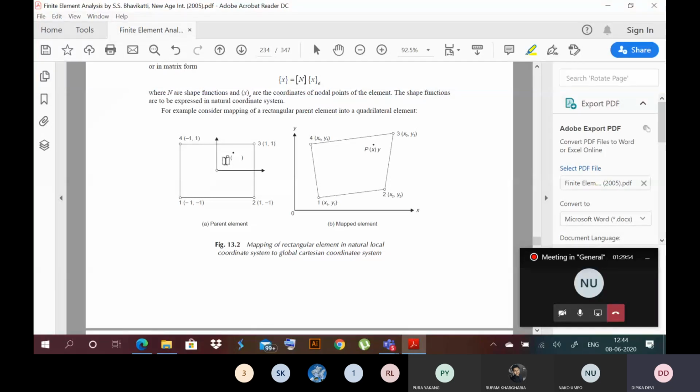And you see one thing. The value of xi and eta always varies from -1 to +1. It cannot have a value more than 1 or less than -1. That you should always remember.